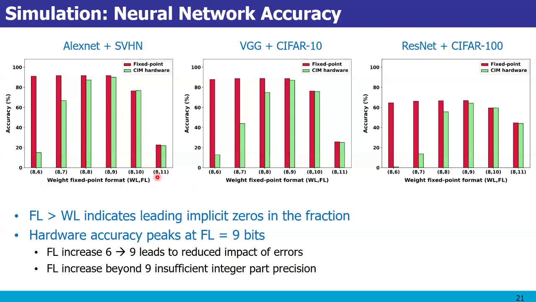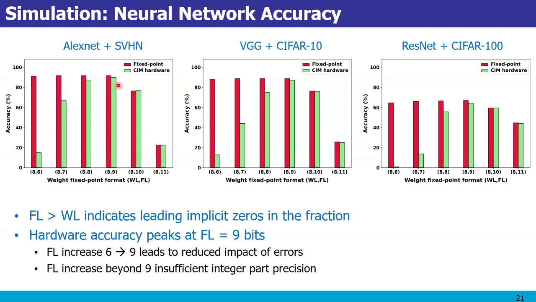And the trend is pretty similar, where the red bar shows the fixed point or the quantized software accuracy, the ideal accuracy, and the green bar shows the quantized hardware accuracy with the variation and all the stuff that is going on. So as you see, as we move from 6 to 9 in the fraction length, the accuracy increases. This is because the higher the fraction length of the weights, the higher is the fraction length of the output. That means more suppression of the errors.